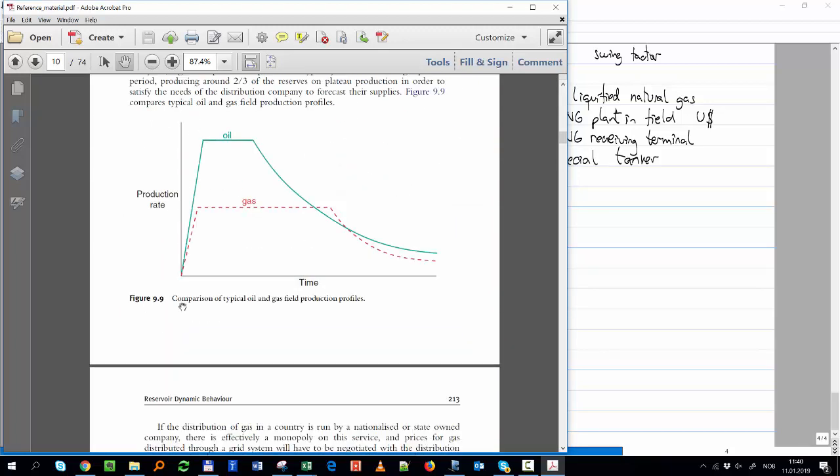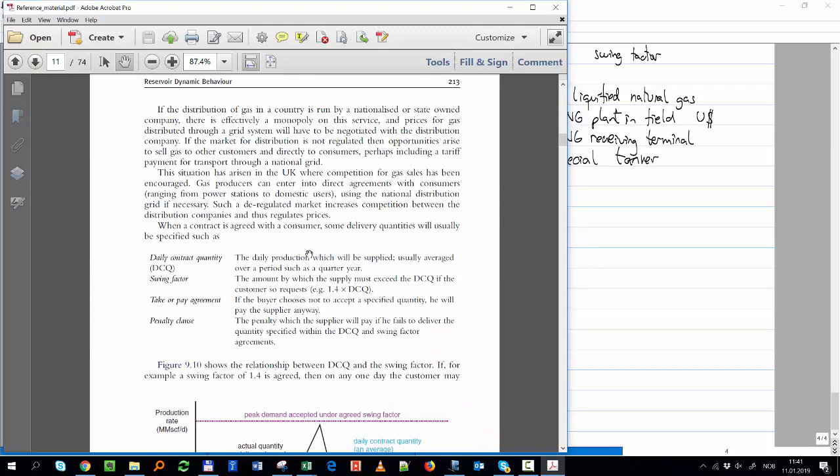so that's why you have a higher plateau in oil typically and a lower plateau in gas. Okay, typically the customer wants an energy insurance that they are going to get gas for the next 20, 30 years. Energy generation, warming, heating, whatever. Okay, so you have this contract with a daily contract quantity, that will be the plateau rate that you need. The swing factor that you're allowed, for example, here he's just saying 1.4, okay?